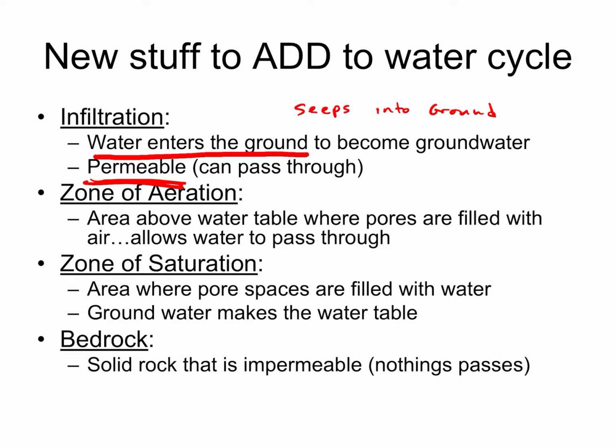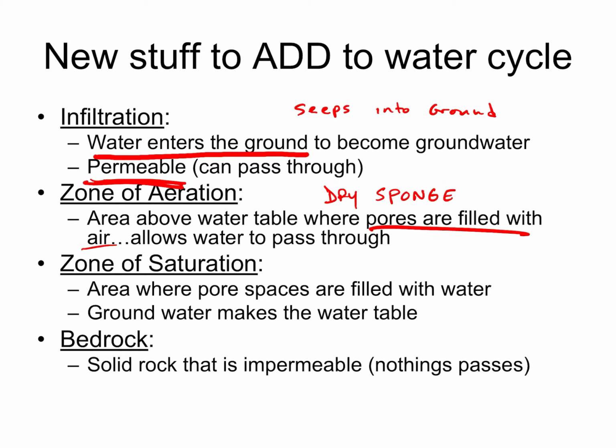Then we're going to talk about the zone of aeration, which means that it has pores filled with air. So basically this is what I like to call dry sponge. All right, you have soil that's dry, it has openings, it has pores in it, that's just open, empty space filled with air, so that water will be able to fill that area and will be able to flow through.